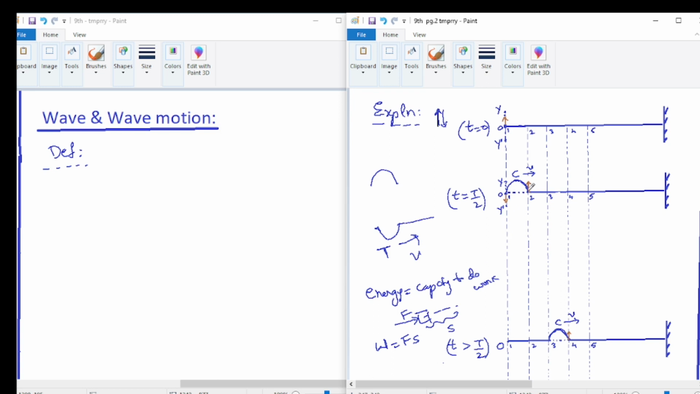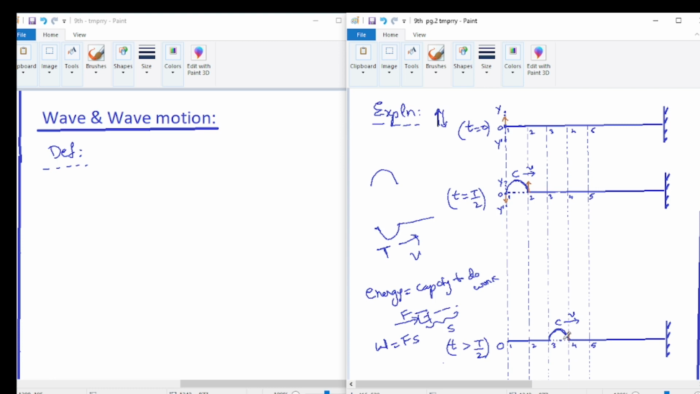Even the wave also has the capacity to do work. How do we say that a wave has the capacity to do work? Wherever the wave is going, in that wave you see the particles are vibrating. A particle vibrating, moving, means what? It has kinetic energy. Because of this kinetic energy of the vibrating particles, the wave can also do work. So how to prove it?